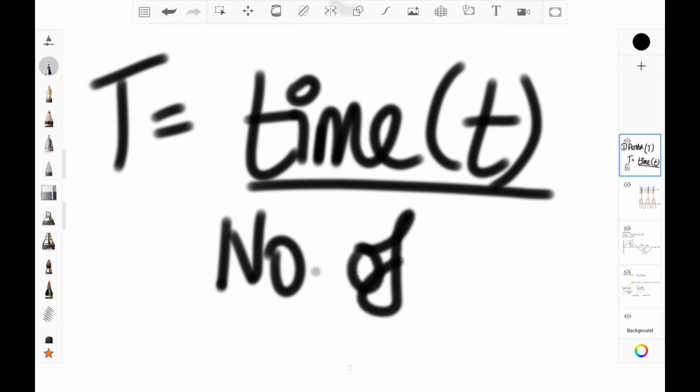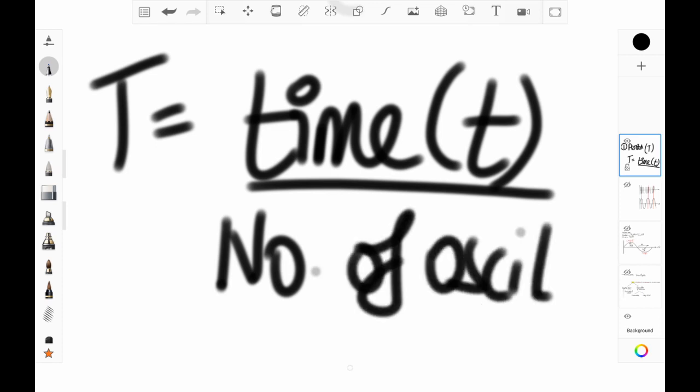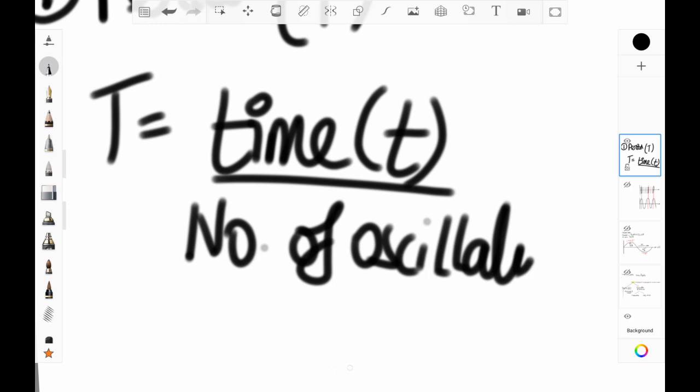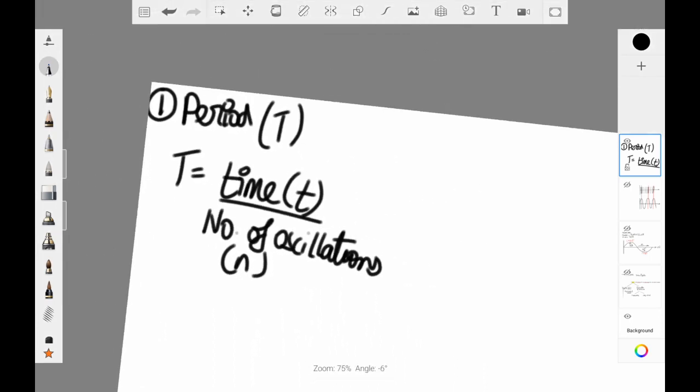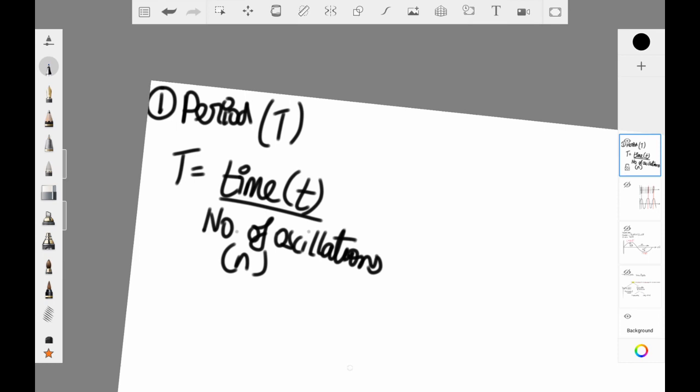Number of oscillations or vibrations, they mean the same thing, and this is represented with a small n. So the period is the time taken for a wave to complete one vibration. Again, this isn't in the syllabus, but it will make sense why I'm showing you this once we get to some things that are actually in the syllabus, because then you'll be able to understand how those formulas are derived.